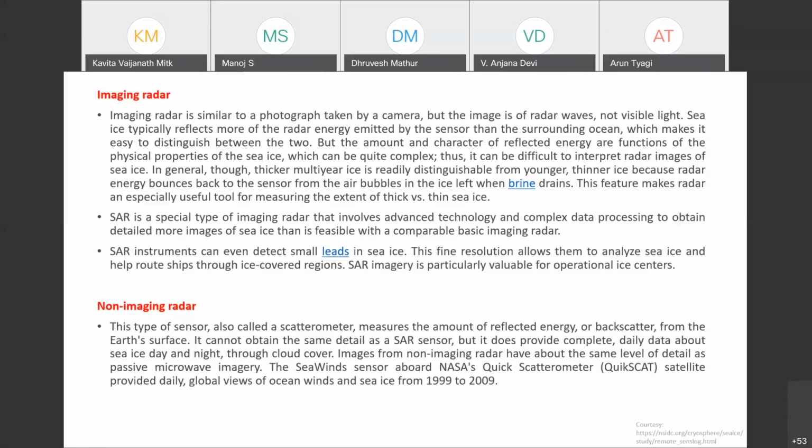Then we have non-imaging radar. The best example is the scatterometer, which measures the amount of reflected energy, or backscatter, from the Earth's surface. It cannot obtain the same amount of detail as the SAR sensor, but obviously it can provide complete daily data about sea ice, day and night, through cloud cover.